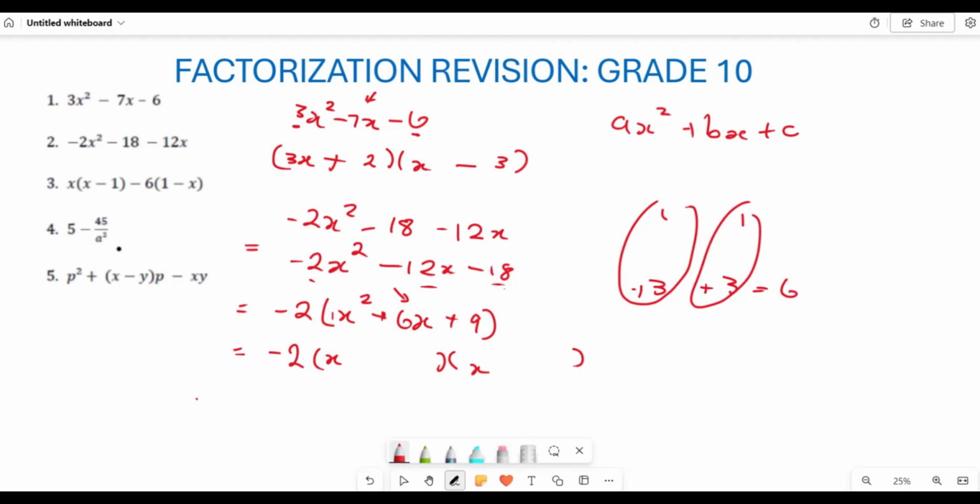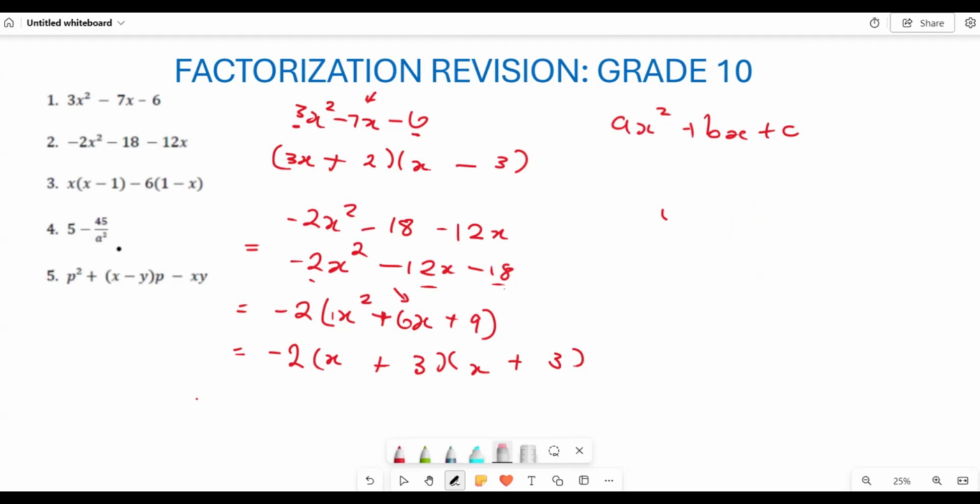So here I am going to have my 3 here and my 3 here. Because this is positive, I am going to have positive 3 here, and also positive 3, which is what I am required to have in this one. So this is how we factorize this particular expression.